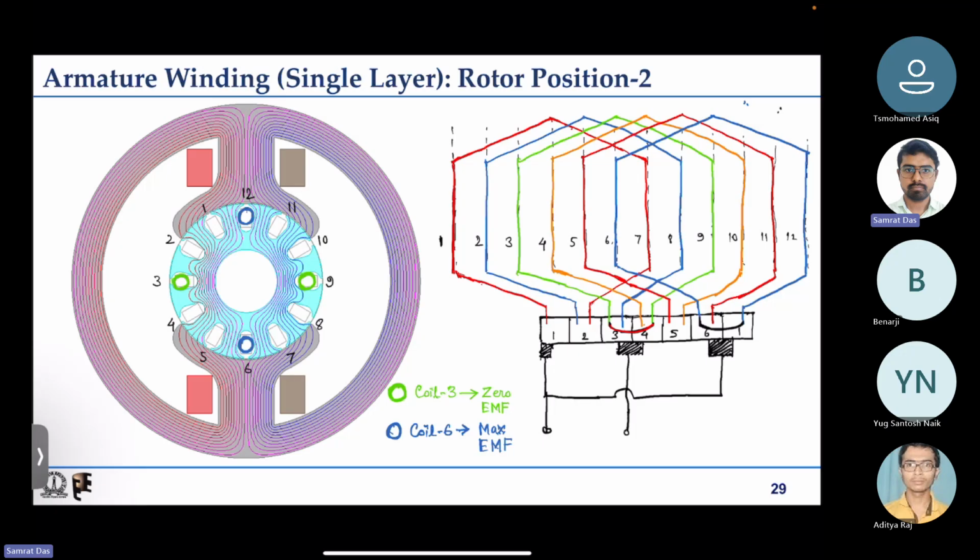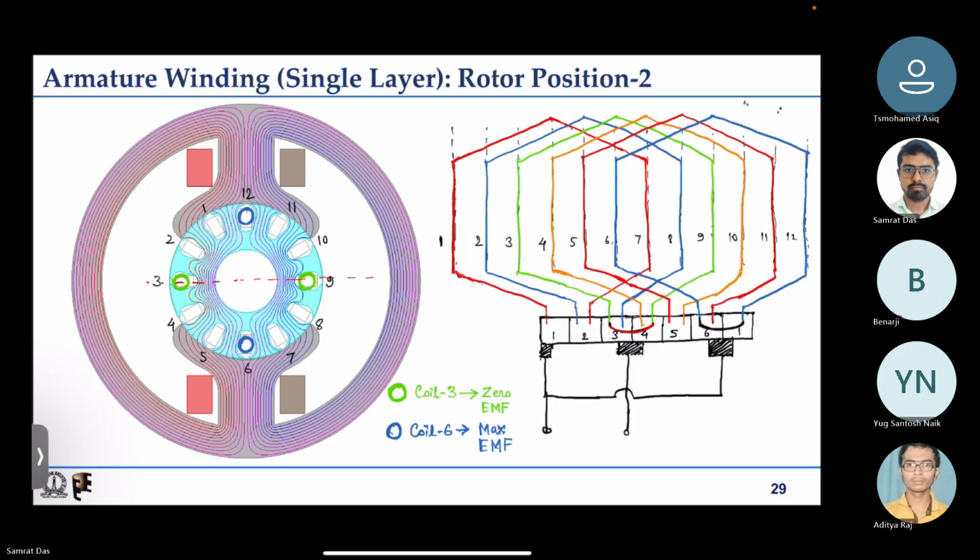So in this case what we discussed is, if you look at the left hand side motor 2D cross sectional view, the coil 3 as shown by green, that is in the interpolar region. The coil 3 is in the interpolar region, and interpolar region coil has zero induced EMF, that we have already seen. So there is no issue if the coil 3 gets shorted by this brush touching the commutator segments 3 and 4.